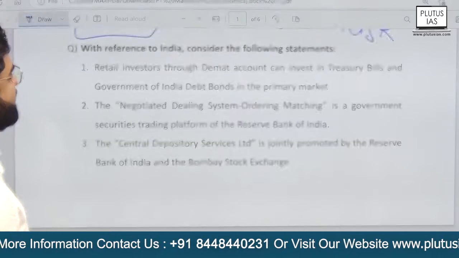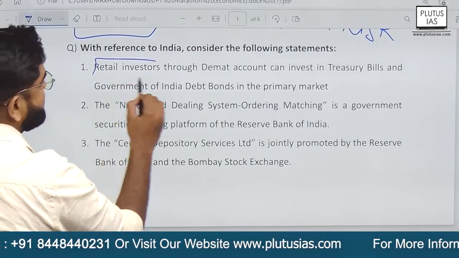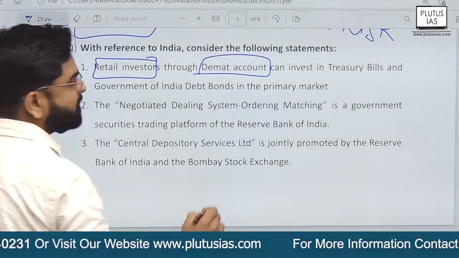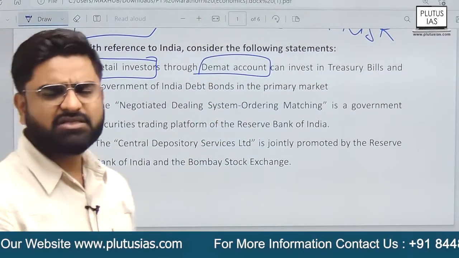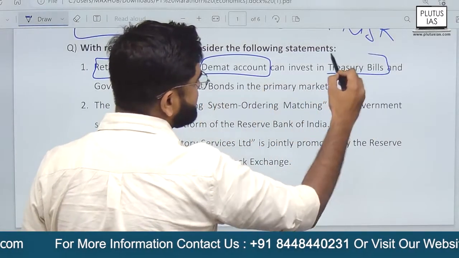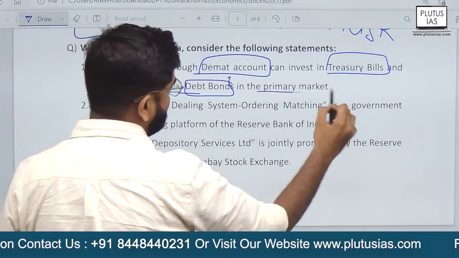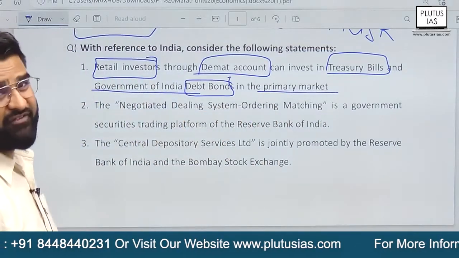Next, let's see. With reference to India, consider the following statements. Retail investors can hold a demat account. Demat account means dematerialization, which is used in the share market basically. So a demat account can invest in treasury bills, which are issued by the Government of India, and in government debt bonds in the primary market. So this statement we know for a fact is right.